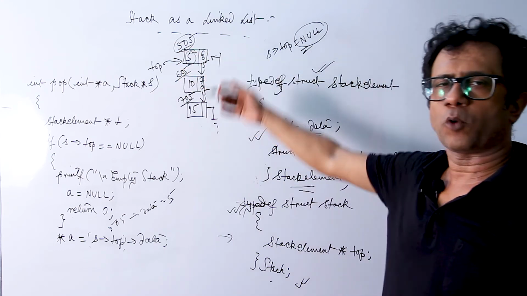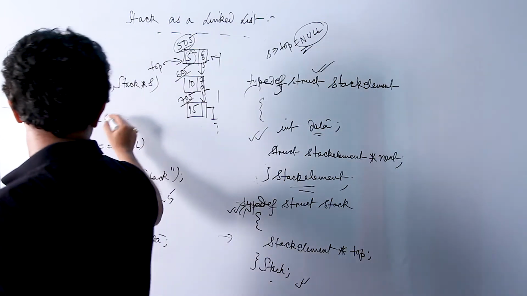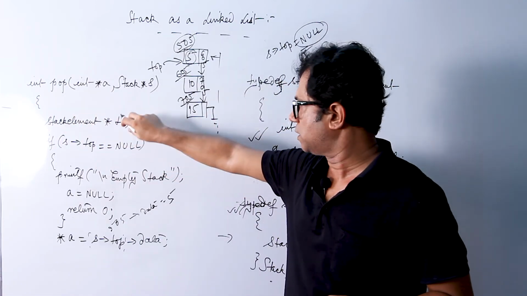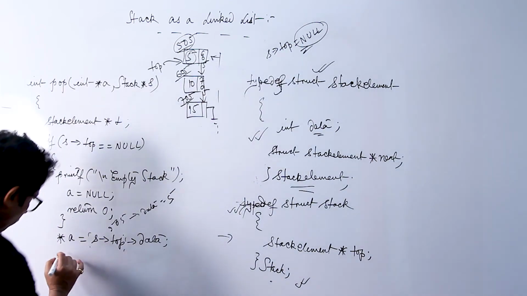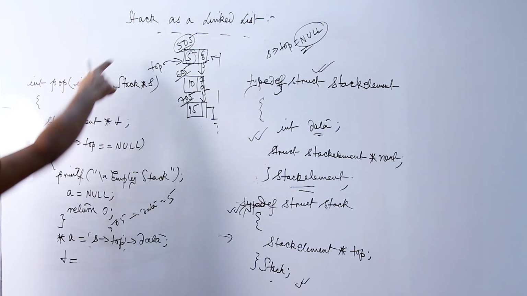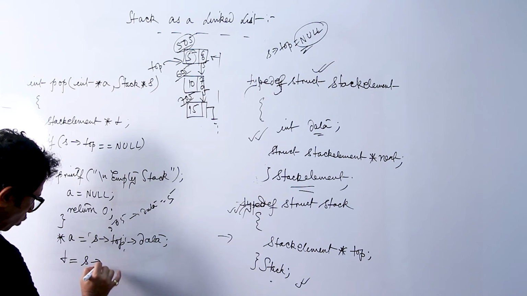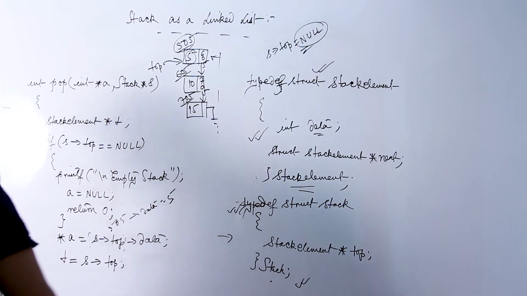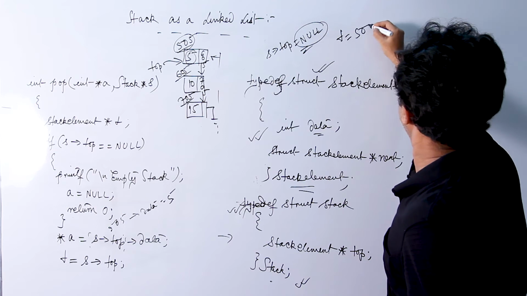So what will be the pointer changes in that case? Let's write the pointer changes. Suppose we have taken a pointer T. Stack element star T at the beginning of this function definition. We will keep T is equal to the value of the address of S arrow top, that is 505, in this pointer T by this code. T is equal to S arrow top. That means T is equal to 505.